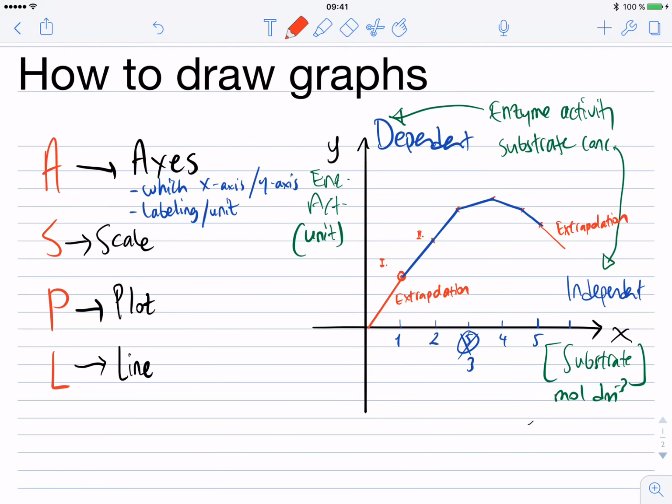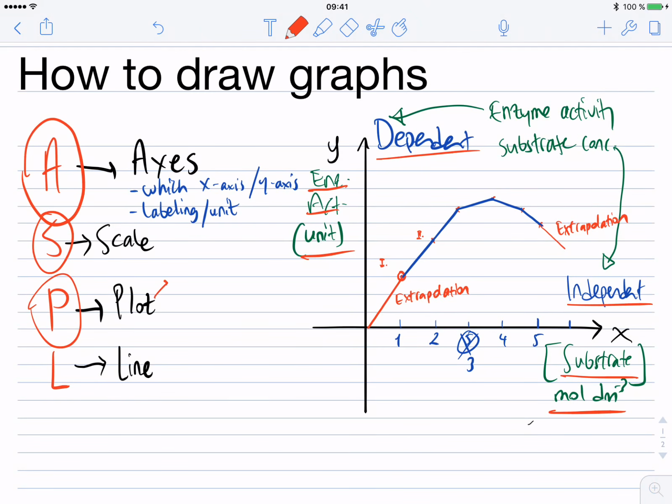So always keep this guideline formula in mind. A for axis, which one goes where, independent to the x-axis and dependent value to the y-axis, and write the label and unit all the time. S refers to scale, so your graph should be to scale with your data, and P meaning plotting, right? Plotting data correctly, and the way that you plot it, either dot with a circle or a cross, and line, just join your plotted data with a ruled line.